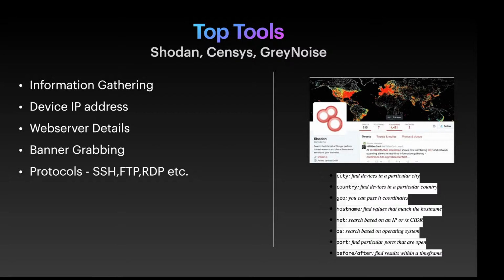I've also added some of the filters that you can use while you are on these particular targets. You can use filters like city to find devices in a particular city, country, geolocation, hostname, net, OS, port, before, after, and there are a lot of filters that Shodan, Censys, and GreyNoise have. I have just listed a small number of filters, but yes, there are a lot of filters in there, and we can have dedicated sessions on using Shodan, Censys for your penetration testing and enumeration.